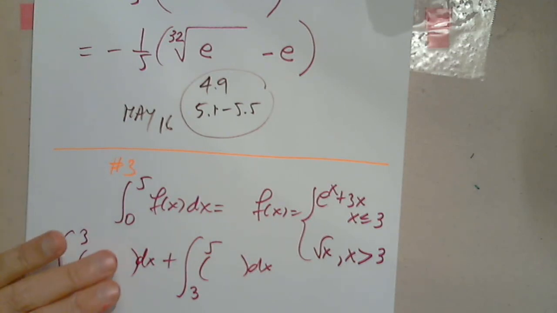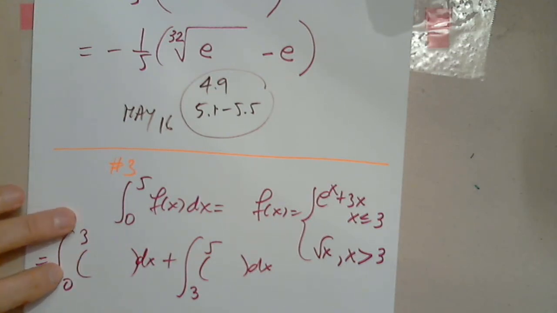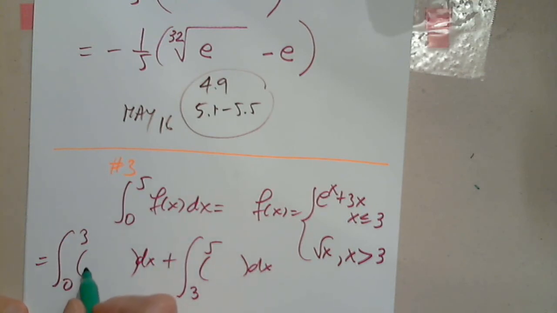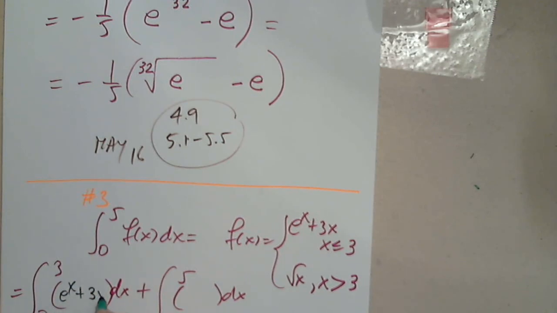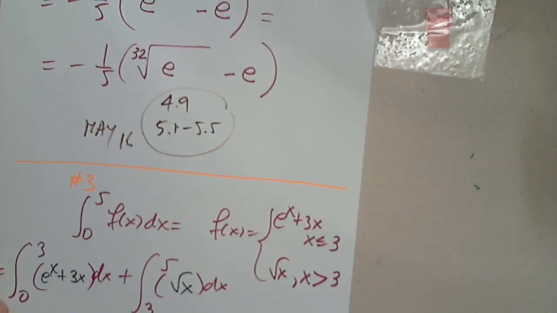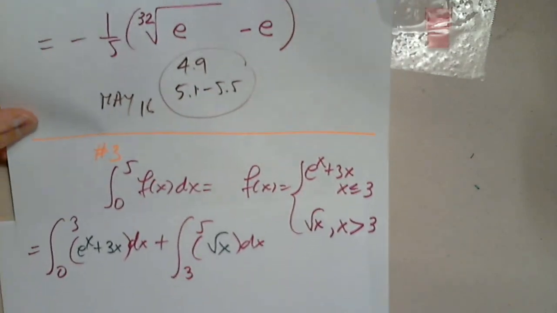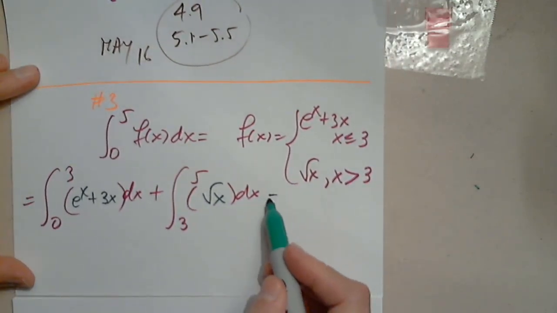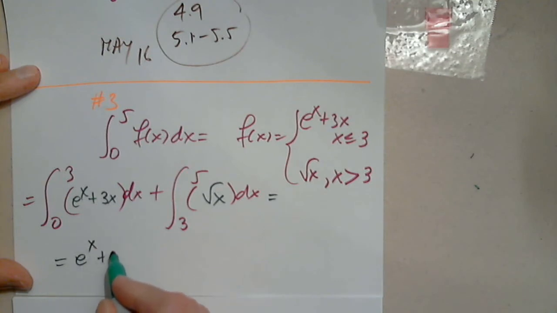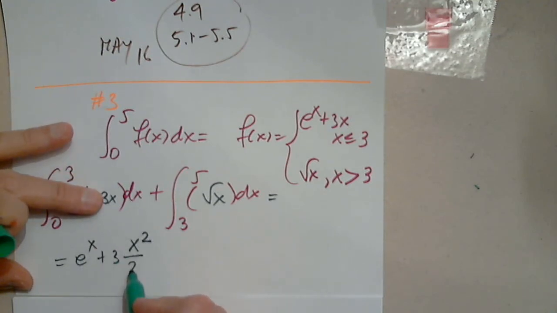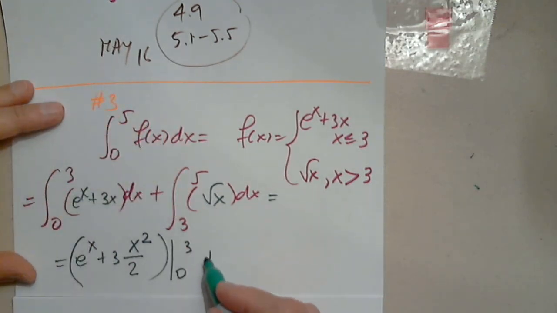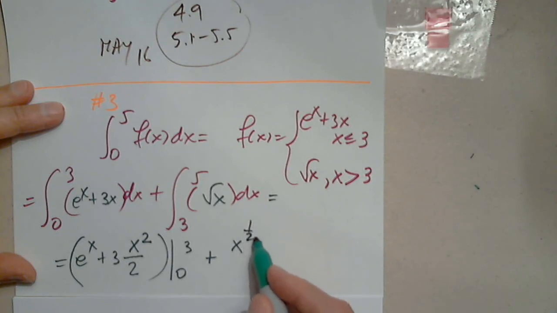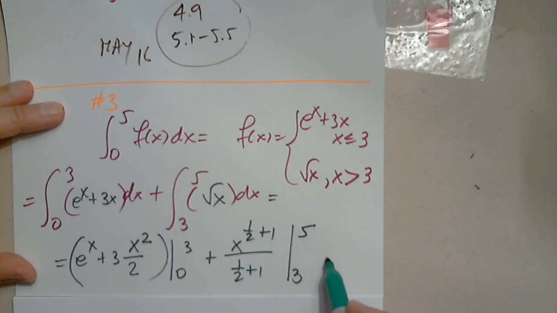Okay, so what is the first function that I put between 0 and 3? So e to the x plus 3x. Very good. And the other one is the square root of x. Now I will just evaluate both definite integrals. The first one would be e to the x plus 3x squared over 2, from 0 to 3. Remember, we increase the power and divide by the new power. Now this is ugly because it's x to 1/2 plus 1 over 1/2 plus 1, from 3 to 5.